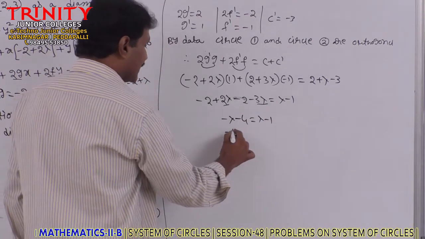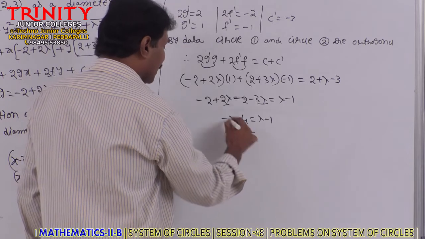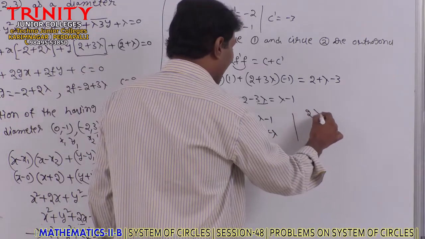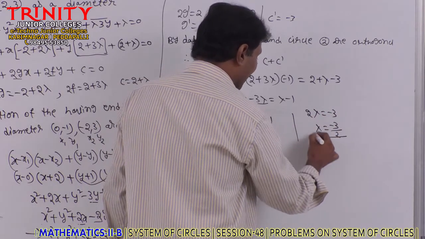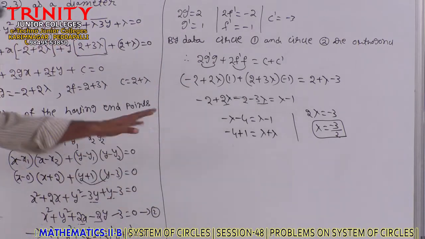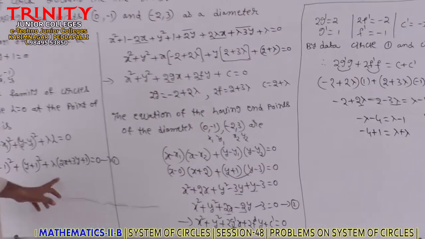Minus 1 converted to this side, minus 4 plus 1, and lambda comes to the other side. That implies 2 lambda equals minus 3, lambda equals minus 3 by 2. We got the value of lambda as minus 3 by 2. Replace the value of lambda in equation 1.